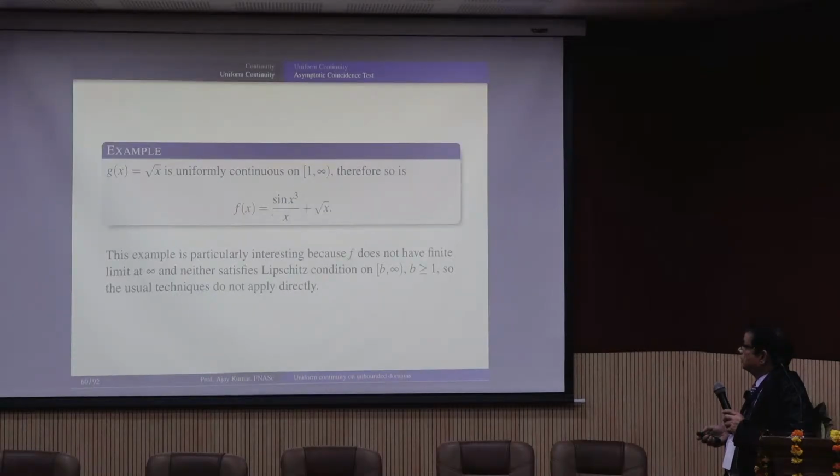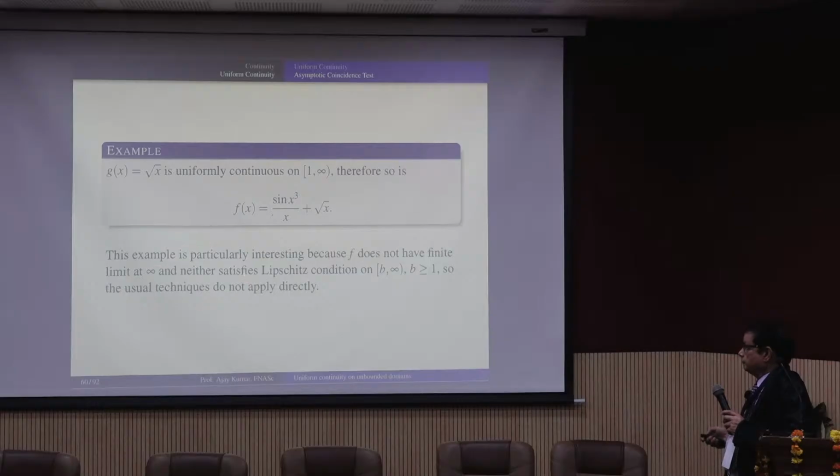You have a function root x, uniformly continuous on 1 to infinity. I have another function f(x) = sin(x^3) / (x root x). If you take the subtraction and extend to infinity, the subtraction goes towards 0, meaning f and g are uniformly continuous simultaneously. I know that g is uniformly continuous, so f is uniformly continuous.